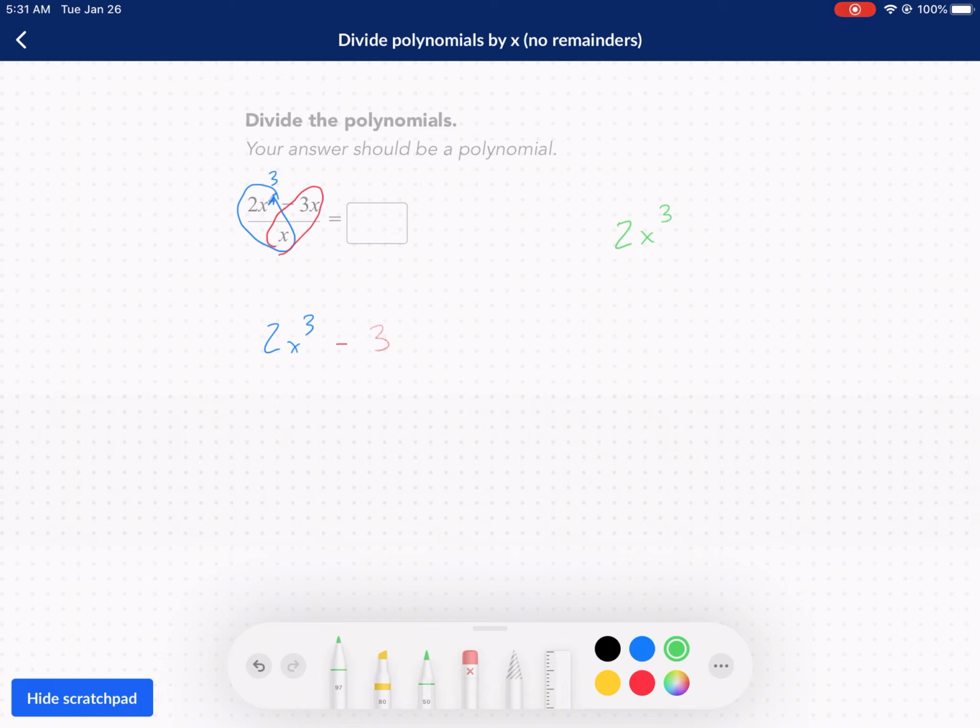Okay, 2x to the 3rd minus 3x over x. What I see a lot is students go, okay, I canceled this x with that one, so my final answer is 2x cubed minus 3. That's wrong because you're canceling out this x when it should also be applied to that term too.